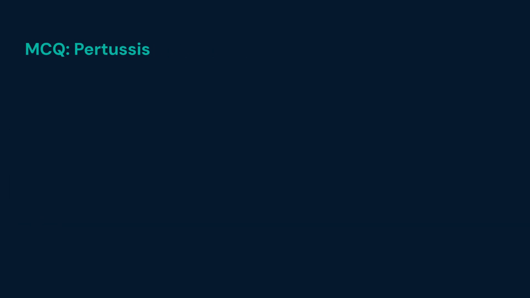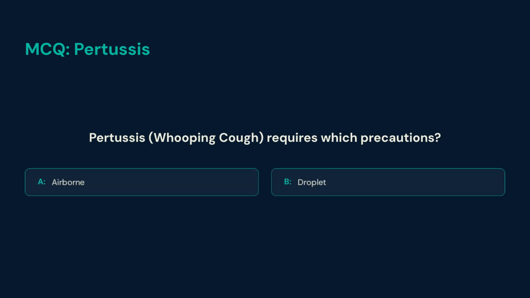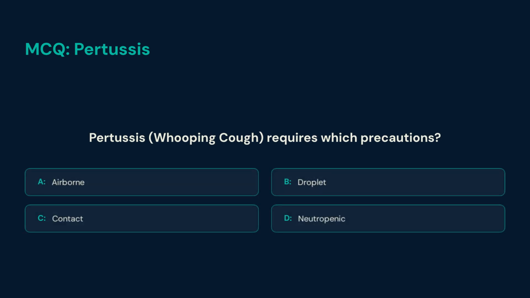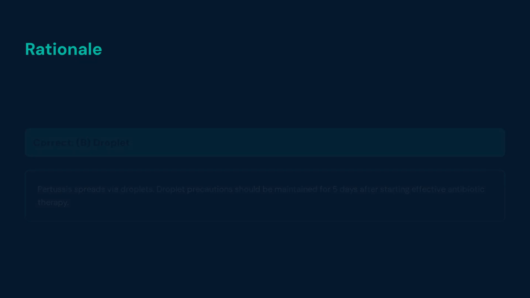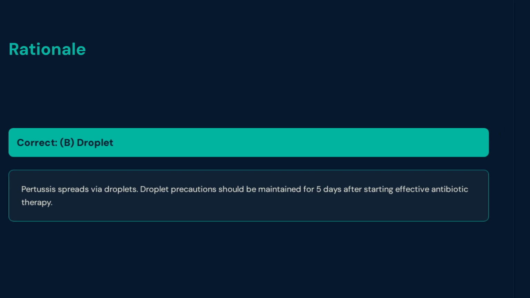Moving to pertussis. Pertussis, or whooping cough, requires which precautions? A. Airborne, B. Contact, C. Droplet, or D. Standard? The correct answer is C. Droplet. Pertussis is spread through respiratory droplets. Isolation is required until 5 days of effective antibiotic treatment are completed.